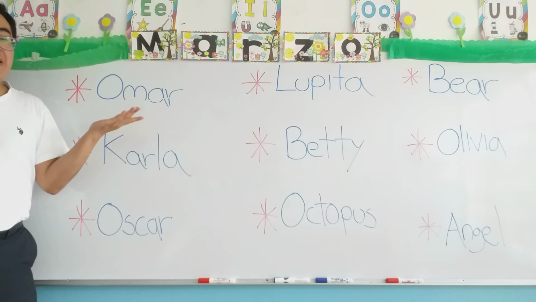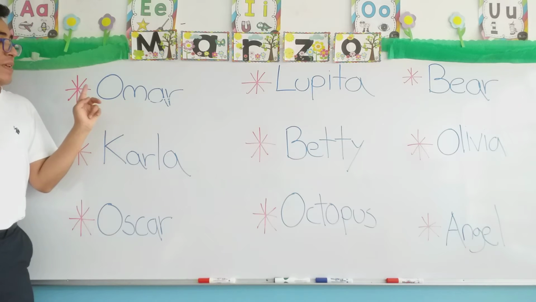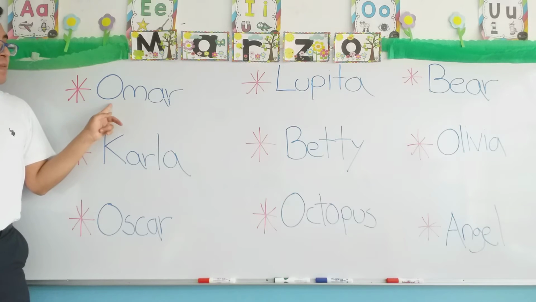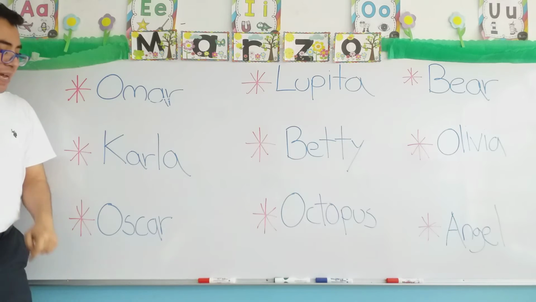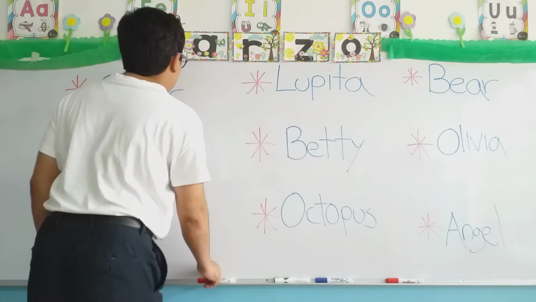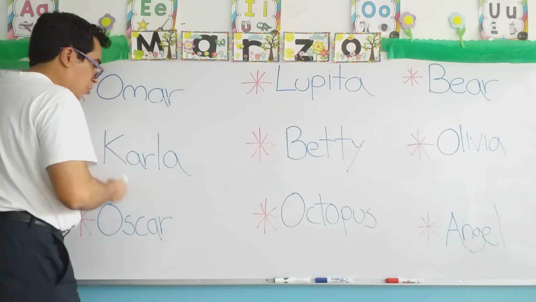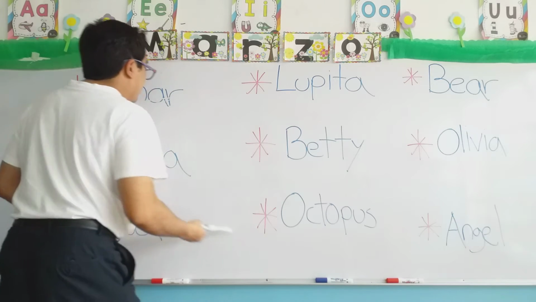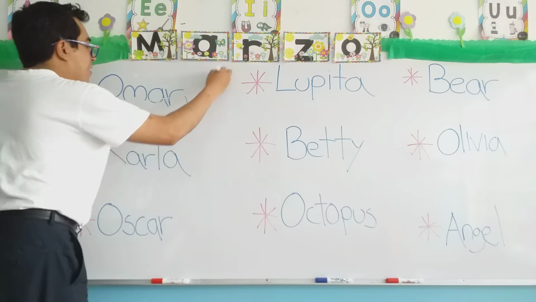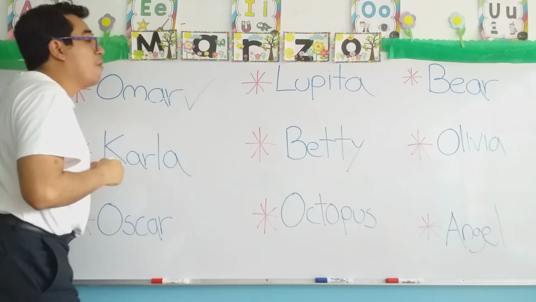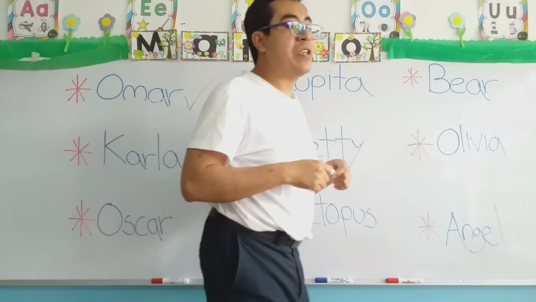Yes. Where is it? At the beginning of the word. Al principio del nombre tenemos la capital O. Omar. Entonces, le ponemos su paloma. Very good. Omar, remember, the name of a boy, el nombre de un niño.